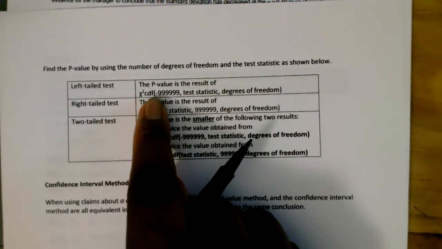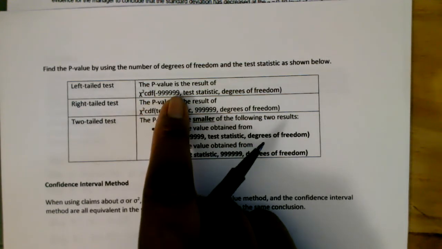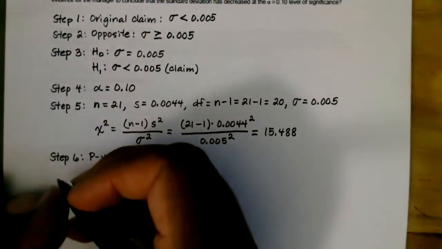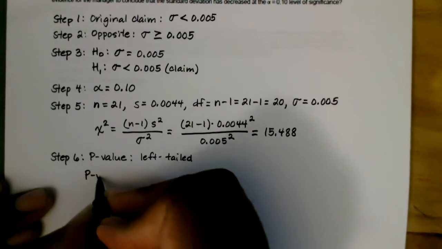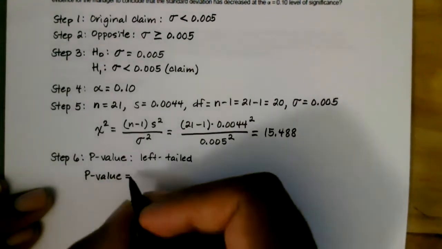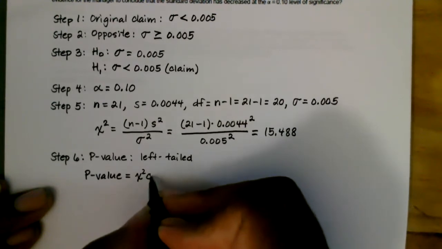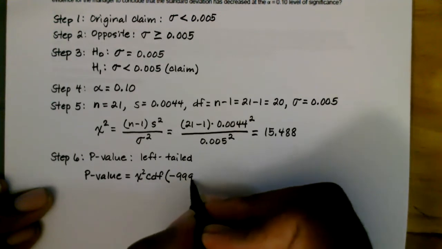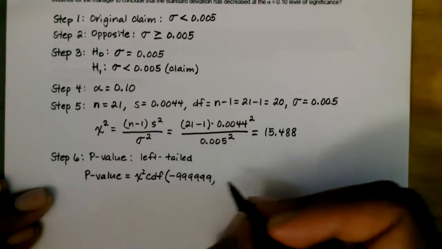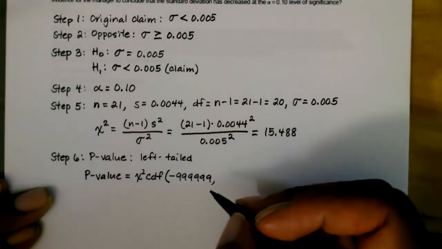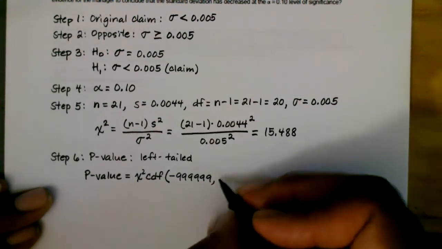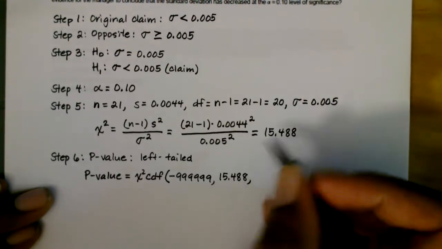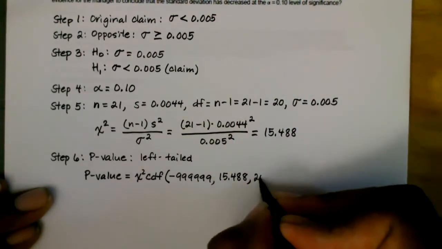During the chi-square CDF, I have a negative with at least 6 nines, then your test statistic, then degrees of freedom. That's going to be the format for that. So now my p-value is going to be equal to the chi-square CDF. Since it's a left tail, I have a negative with 6 nines, and you can use as many nines as you want. Make sure you have a negative sign in front of it, since it's a left tail. And then next is your test statistic of 15.488, and then your degrees of freedom is 20.